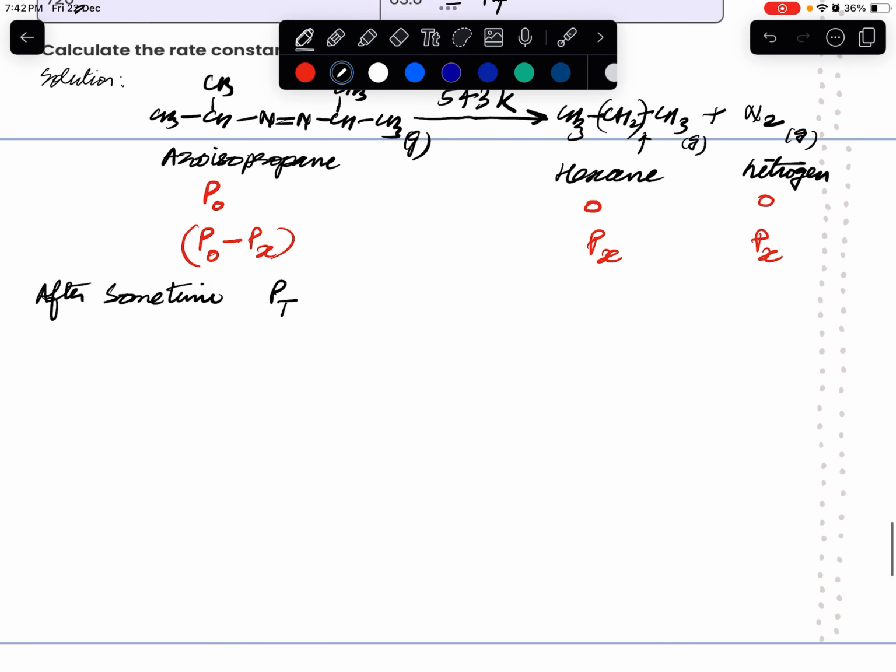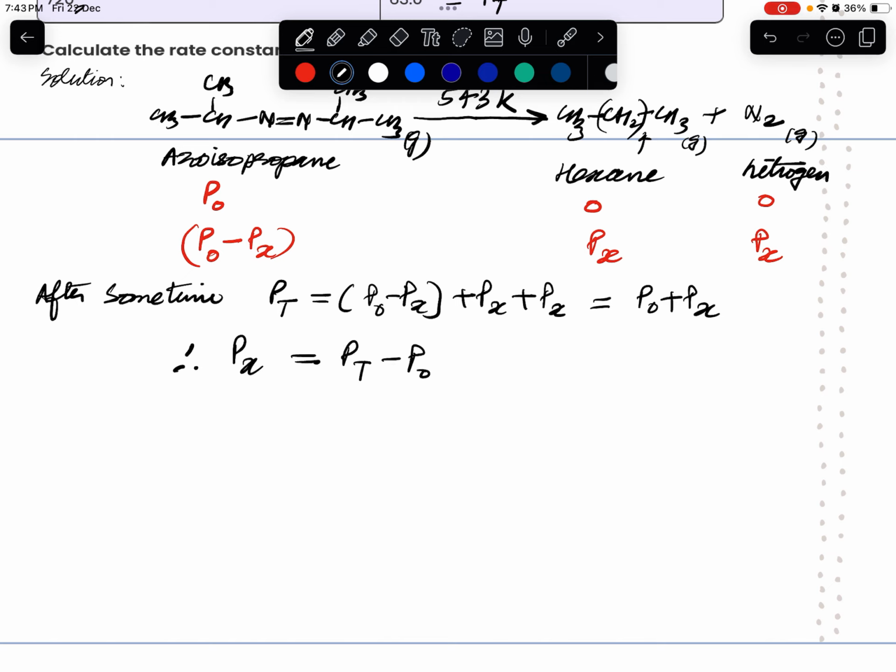This total pressure will be the sum of the pressures of all three gases, that is P naught minus Px for azoisopropane, plus Px for hexane, and plus Px for nitrogen. So when we calculate this, we will get the value P naught plus Px. So from here we can calculate the value of Px. Px can be written as P total minus P naught.